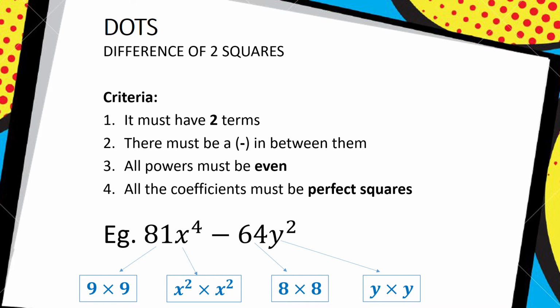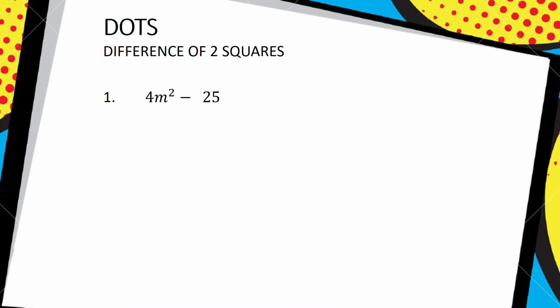DOTS is different to highest common factor, but sometimes the two work together, and I'll show you when that happens. But DOTS is another way of factorizing something. It has to abide by all of those rules, and you'll get used to it as we do more examples. Here's an example, and they want me to factorize this.